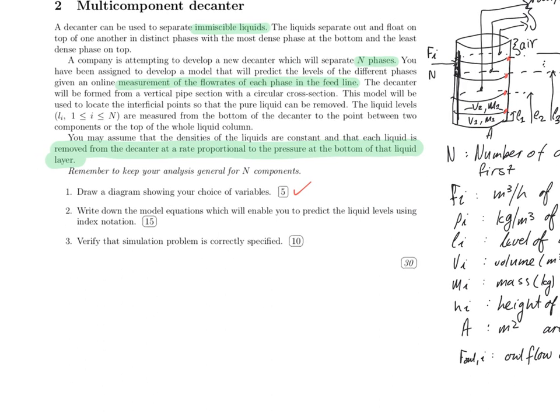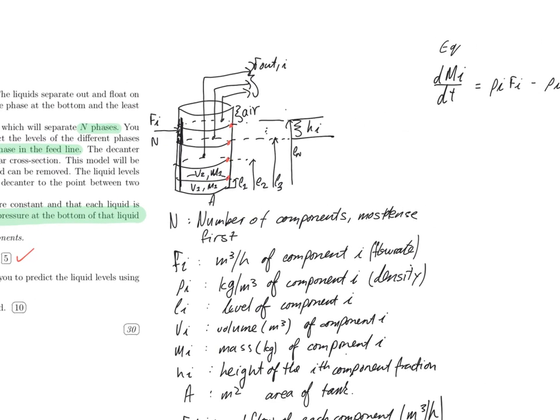And I'll just say, to be sure, because of this given over here, because they've told us that the liquid is removed from the decanter at a rate proportional to the pressure at the bottom of that liquid layer, how this would happen mechanically is if each one of these little straw things was kind of coming around and going out at the bottom over there, so that there's a siphon effect, and so you can kind of see the driving force is going to be the pressure that is above that point.